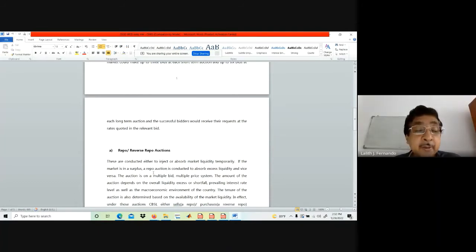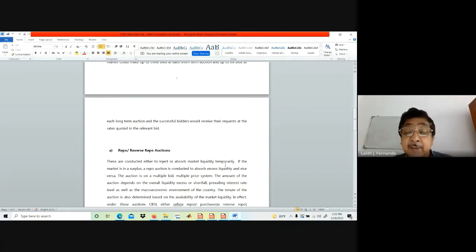Right. Repo and reverse repo auctions. These are conducted either to inject or absorb market liquidity temporarily. If the market is in a surplus, a repo auction is conducted to absorb excess liquidity. Now, repo auction means banks deposit money to the central bank. That means the excess money in the banking system will come to the central bank. Through that, the excess liquidity might come down, so the liquidity position would come down. That is what happens when they do the repo auctions.